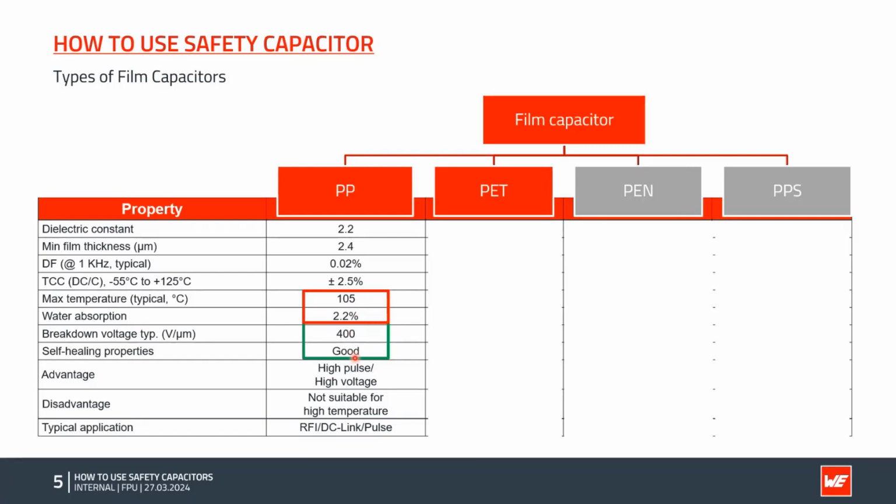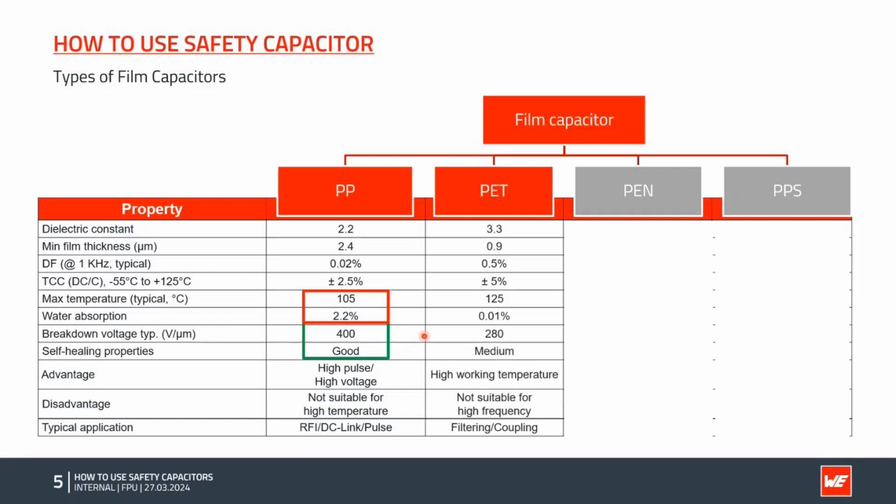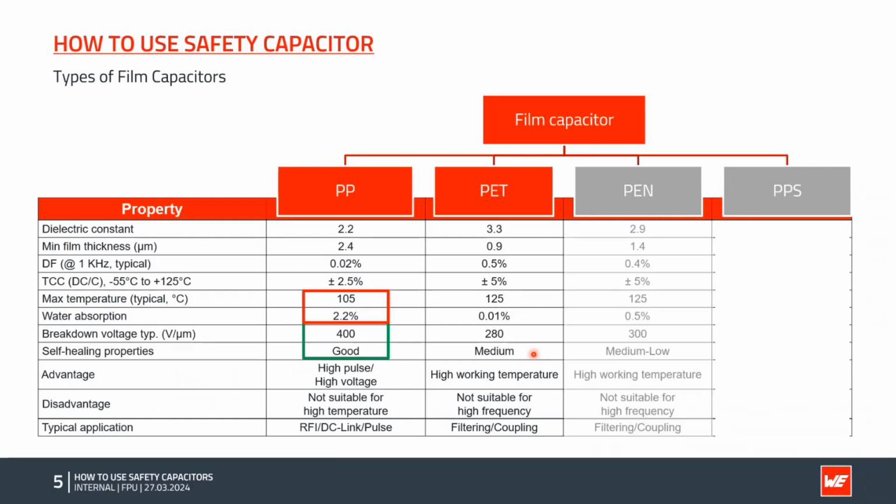And important here, especially for the safety capacitor, is the breakdown voltage with 400 volt per micrometer, and also self-healing properties. Because of this, polypropylene is mostly used for the safety capacitors. Compared to PET, you have here a higher temperature range and lower water absorption, but because it's not so stable with voltage, like breakdown voltage, and the self-healing capability is not so high, it's not used for the safety capacitors.